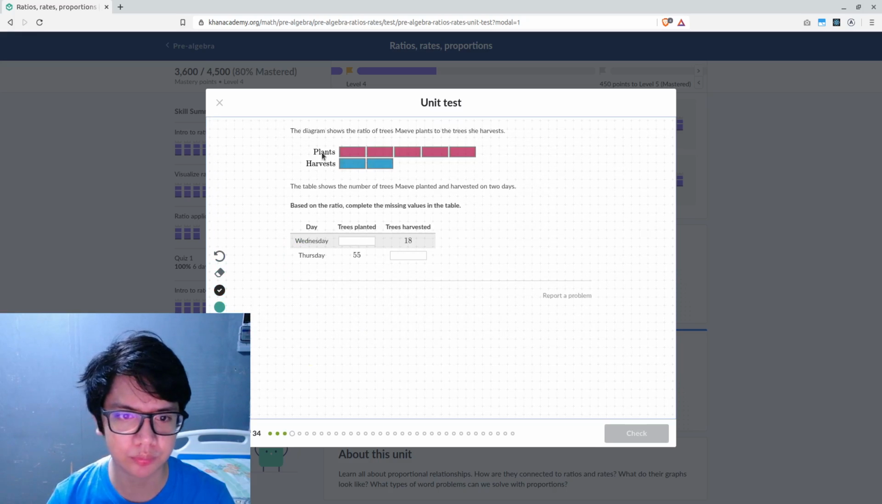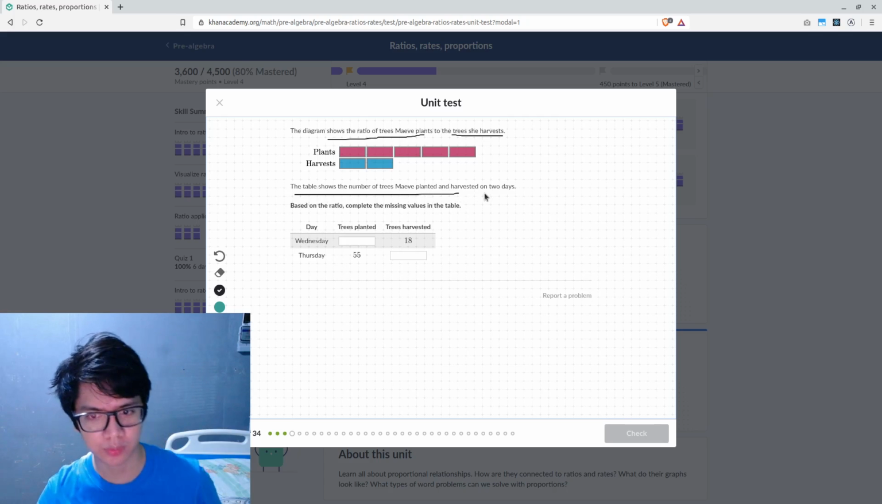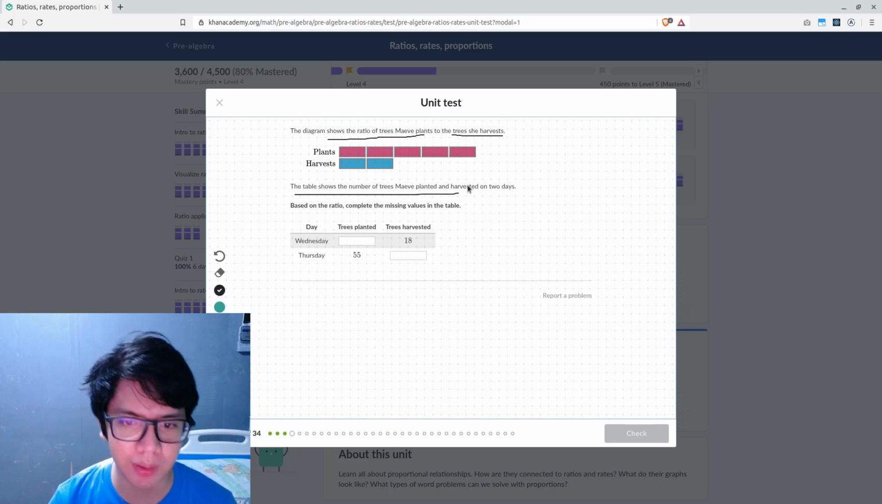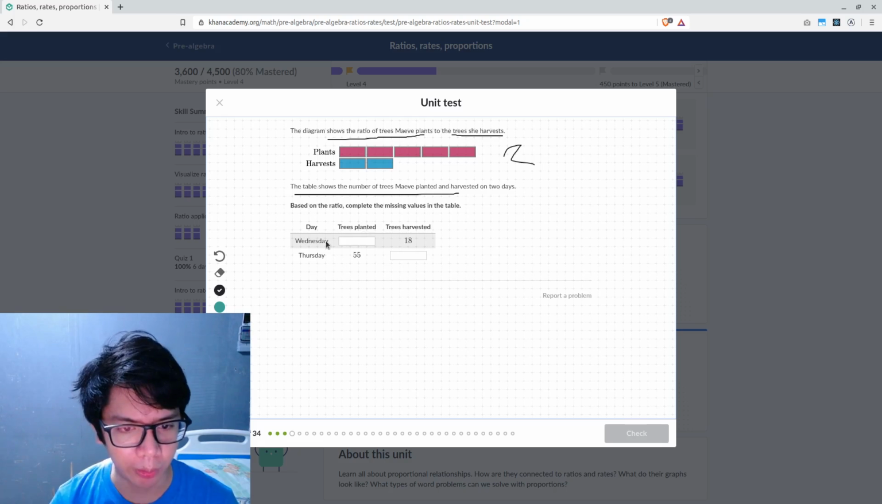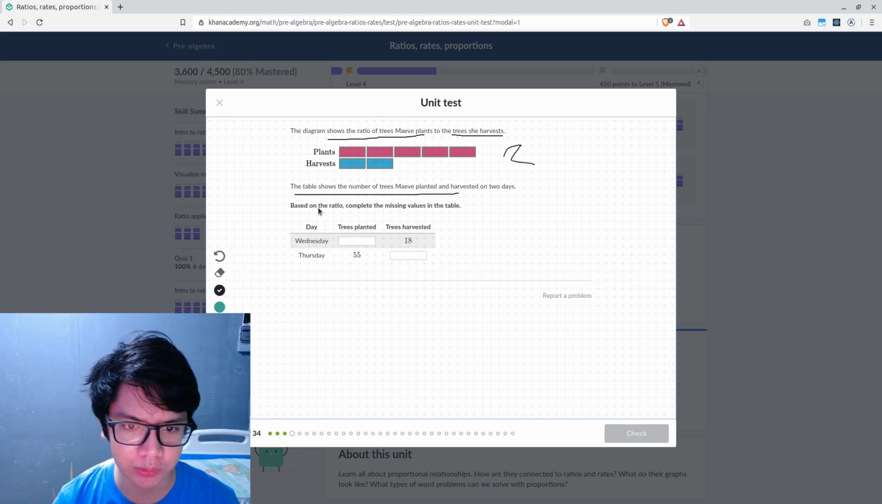Okay, cool. The diagram shows the ratio of trees Maev plants to the trees she harvests. Okay, it's 5:2. The table shows the number of trees Maev planted and harvested in 2 days. This is for 2 days. Cool. Wait, what? Wednesday? How much? What is this original day? Oh, okay, so I don't need to know.